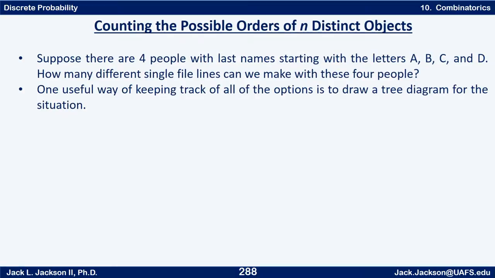Well, one useful way of keeping track of all the options is to draw a tree diagram for the situation. We found this was helpful in things like the pair of dice problem or some of the other problems we looked at. So why don't you go ahead and make a tree listing out all the possibilities, and then we'll be able to count these up. Okay? Go ahead and do this. Press pause now.